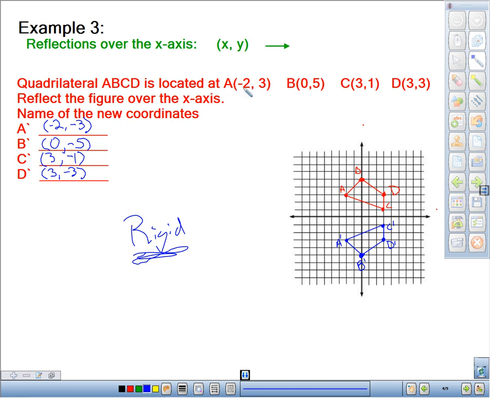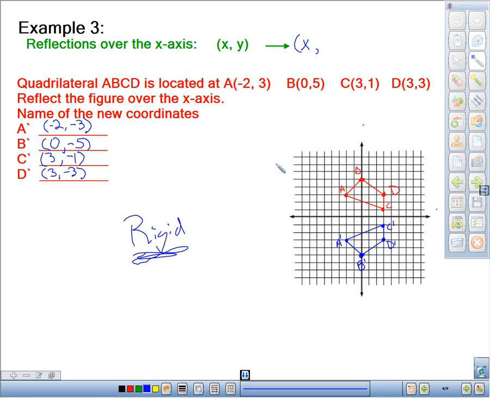For A, we were at -2, 3. For A prime, we're at -2, -3. For B, 0, 5. B prime, 0, -5. What's happening? Well, how could we write this out in coordinate notation? Well, let's look at all of our x's. How are the x coordinates changing? So let's see, we had -2, 0, 3, and 3. -2, 0, 3, and 3. Well, it looks like the x's didn't change at all.